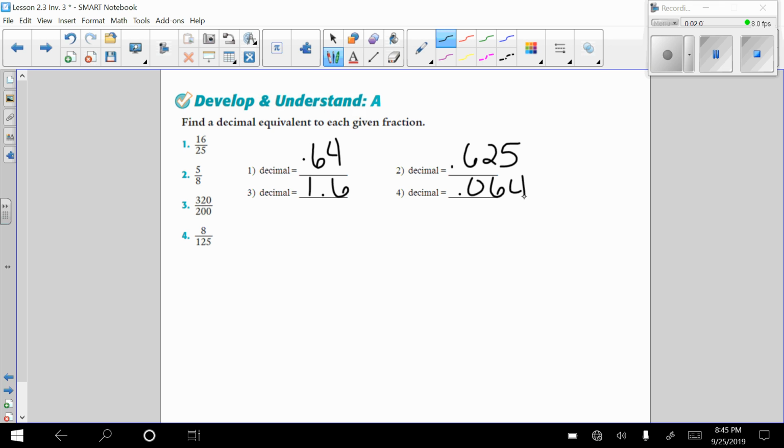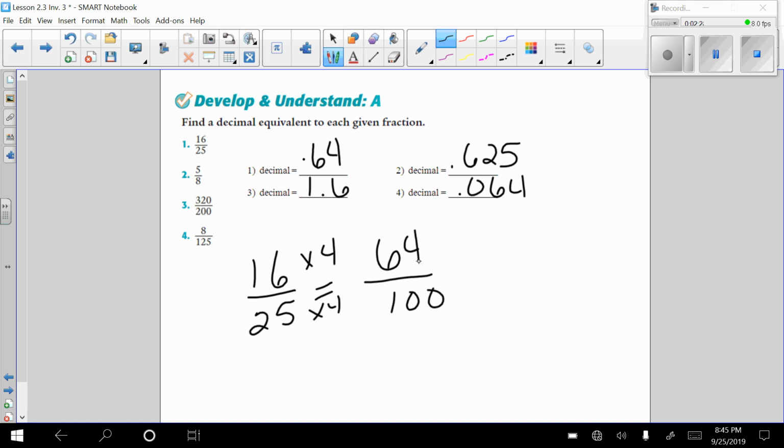If I needed to get these denominators to 100 and did not have a calculator, I would look at the first one, 16/25. Well, to get 25 to 100, I would multiply by 4. That means I would do the same thing to the top number. This would give me 100 in my denominator and 64 in my numerator. That's how I'm sure that it's 64 hundredths, and we've already learned how to write that as a decimal. So if you don't have a calculator, remember, we want to get the denominator to 100 if at all possible.